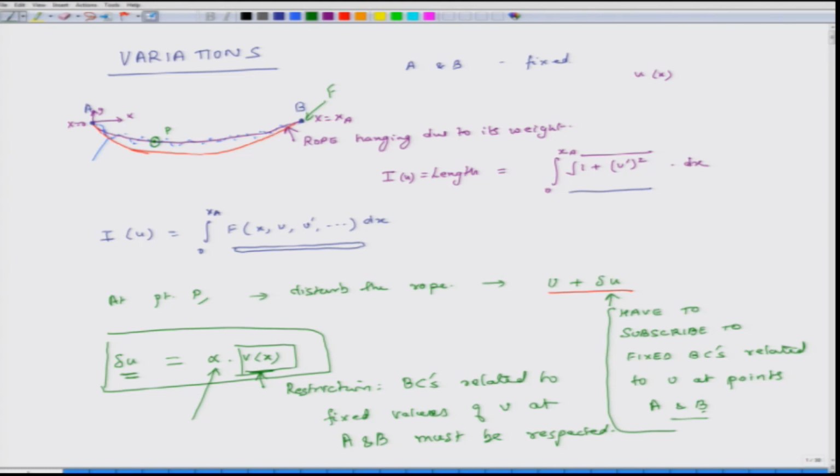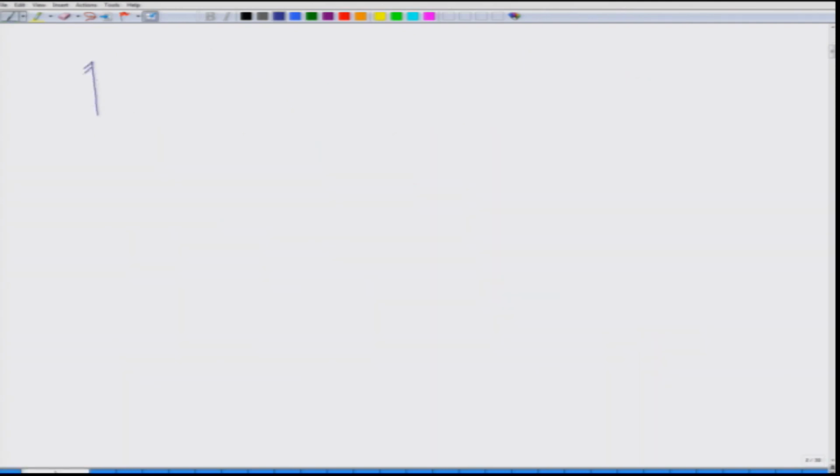Understood? So, this is what is known as variation. Let me give another example. Suppose I have a beam, and let us say this is the neutral axis of the beam, the midline, mid plane of the beam, and I apply a force F here.